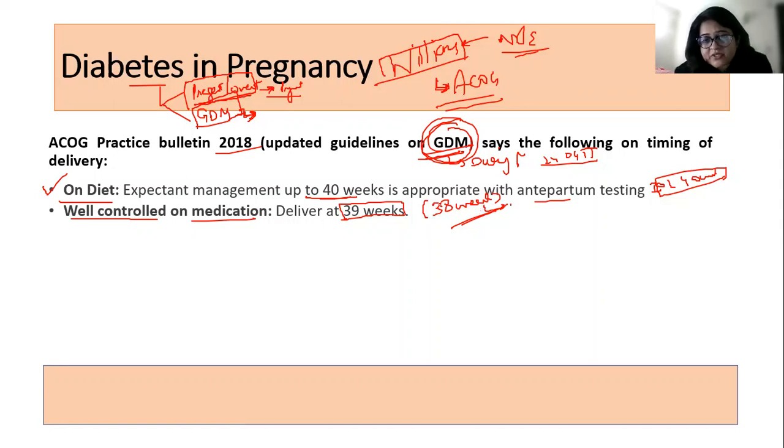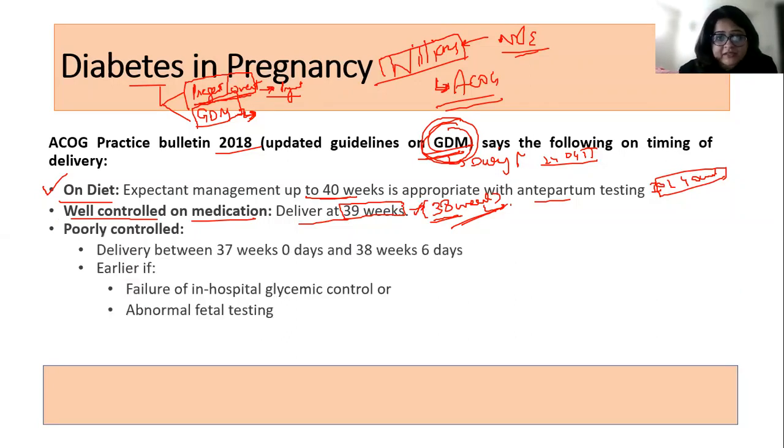That's why I put this question directly. 39 was not mentioned, but 38 weeks is the closest answer, and many of the Indian books give this as the answer. So deliver at 39 weeks is what ACOG says. But if you don't have 39, then 38 weeks. You will not go till 40 weeks in a woman who is on insulin or on metformin if she is diabetic.